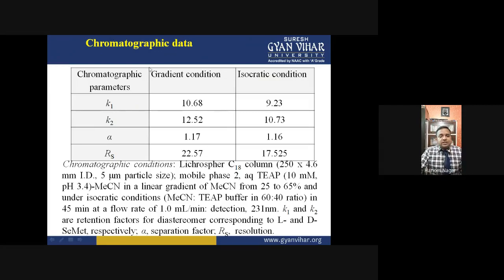Okay, these are the chromatographic data. This is the retention factor of the first diastereomer, that is 10.68, and this is the retention factor of the second diastereomer, that is 12.52. And this is the selectivity factor, or we can say separation factor, for the diastereomers, that is 1.17. And the resolution of these enantiomers is 22.57.